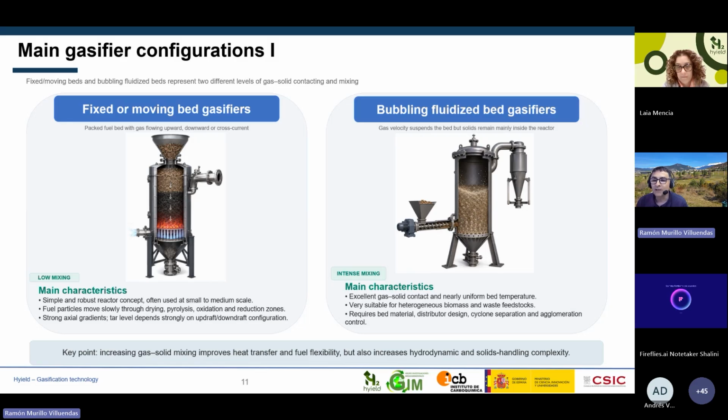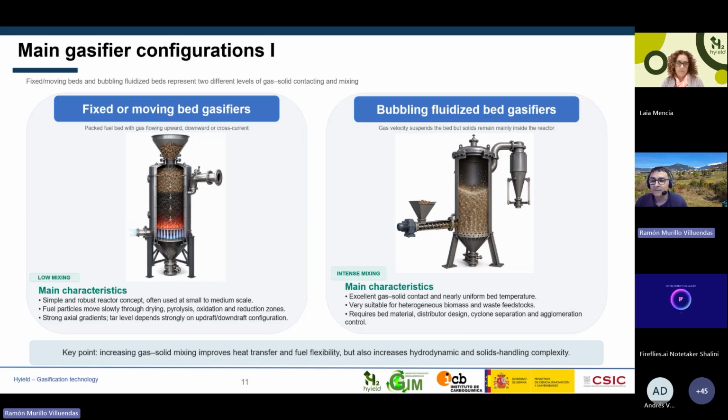The gas can flow upward, downward, or even across the bed, depending on the design. These reactors are attractive at a small or medium scale, but they usually show strong temperature and composition gradients.